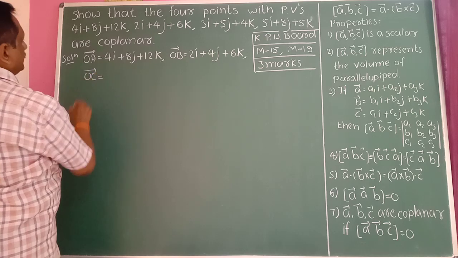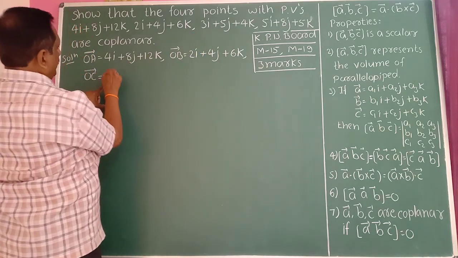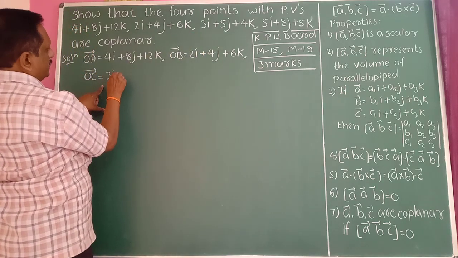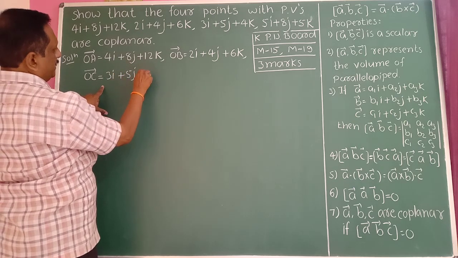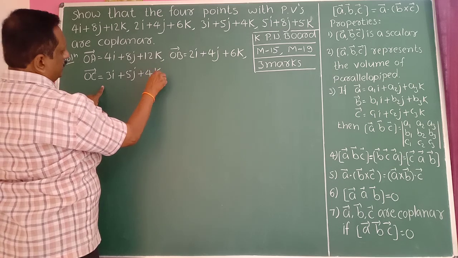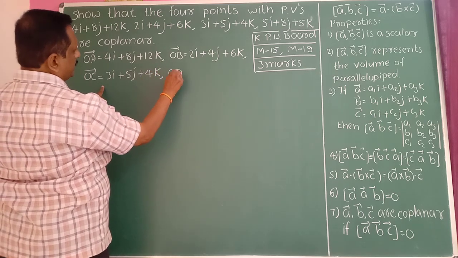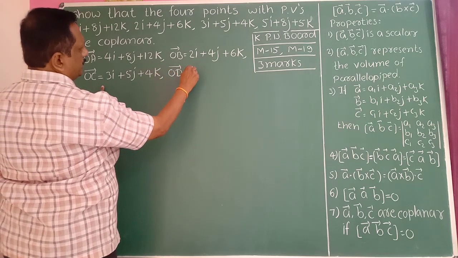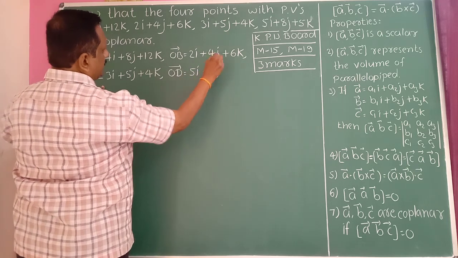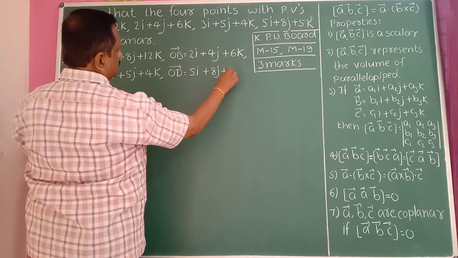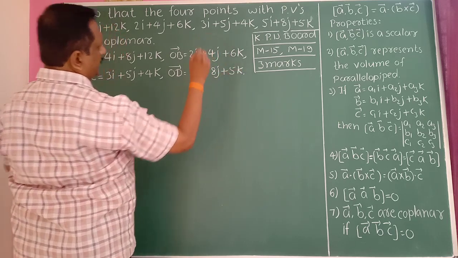Then OC, the position vector of the point C, so 3i plus 5j plus 4k, and the position vector of the point D here, that is 5i plus 8j plus 5k. Okay.